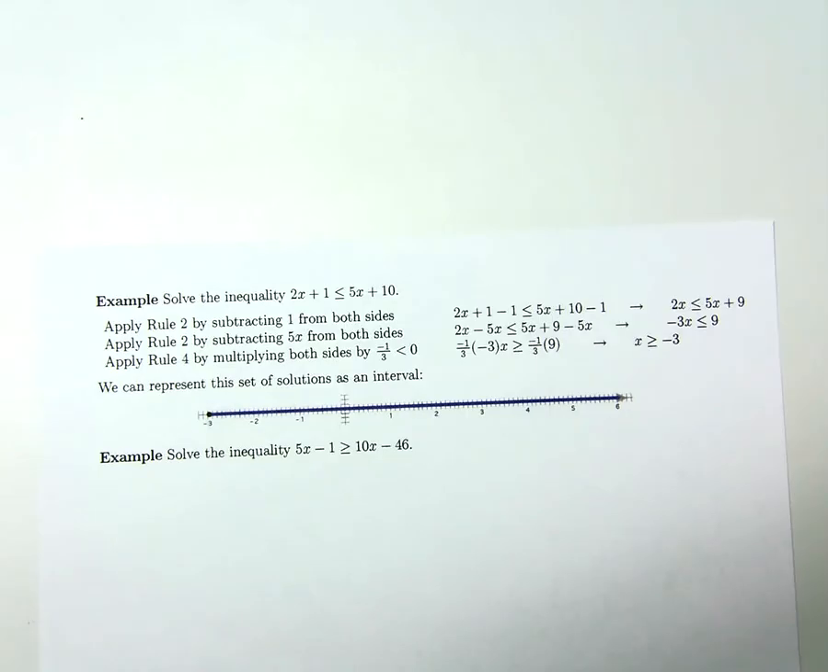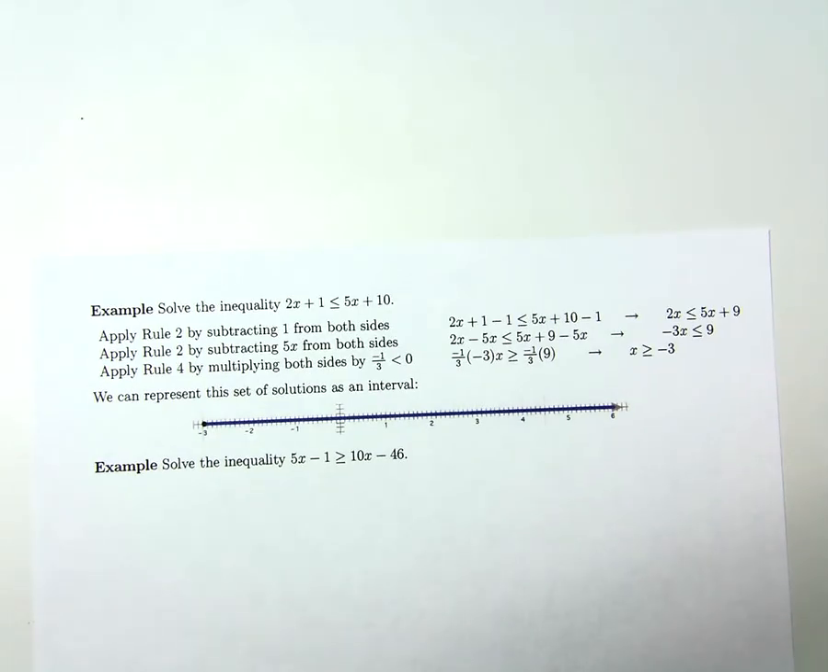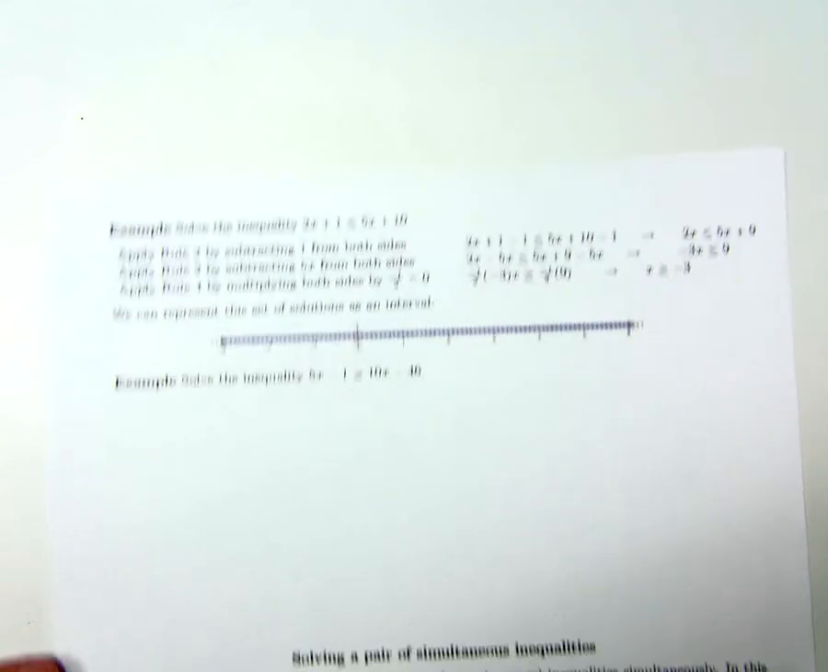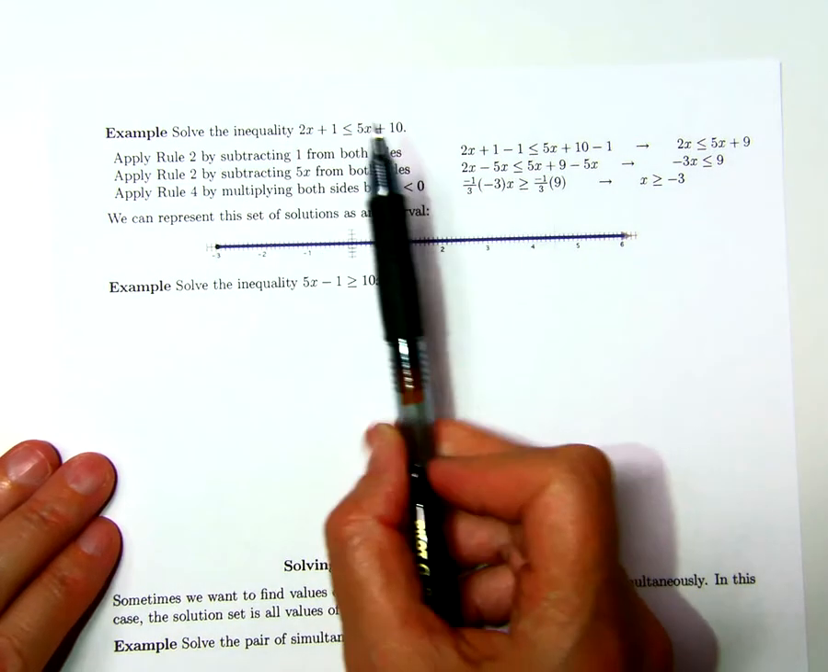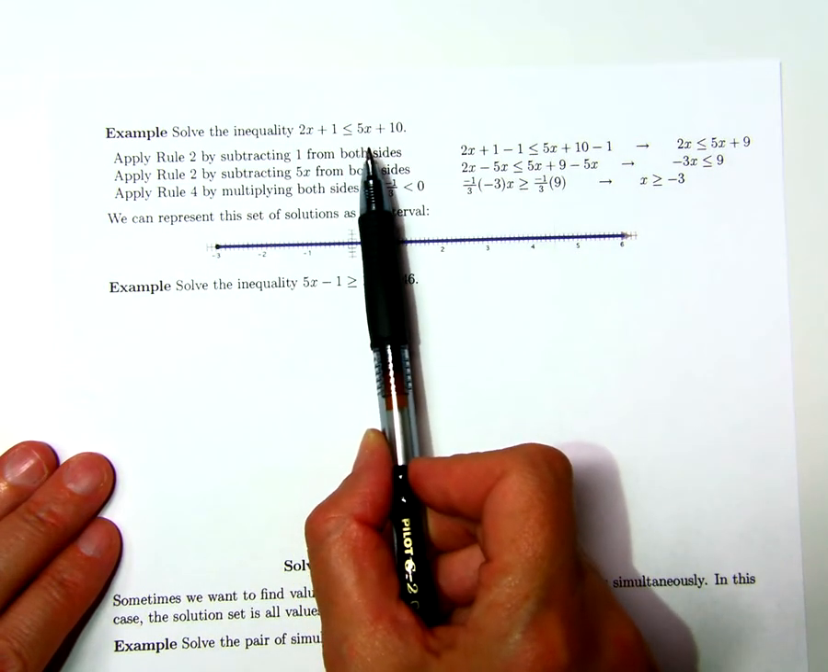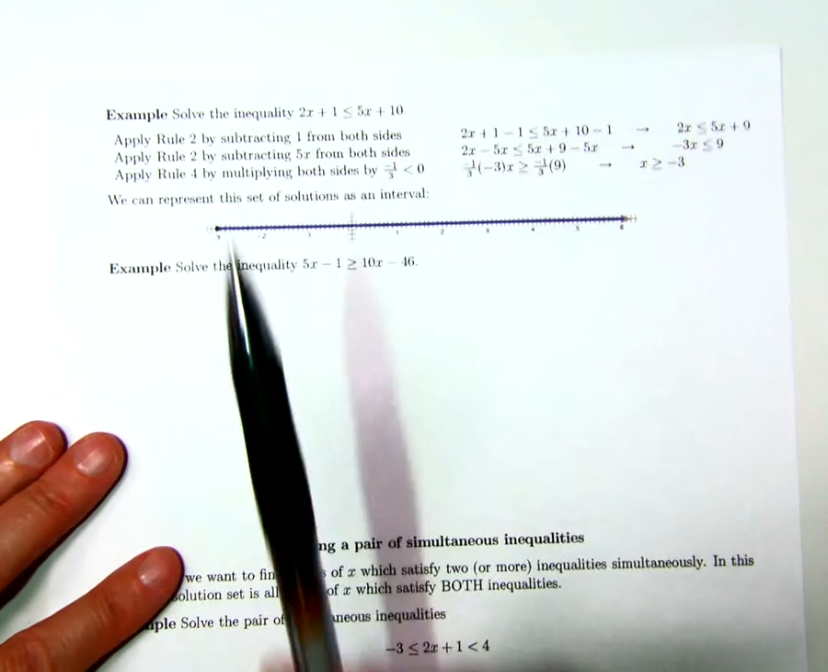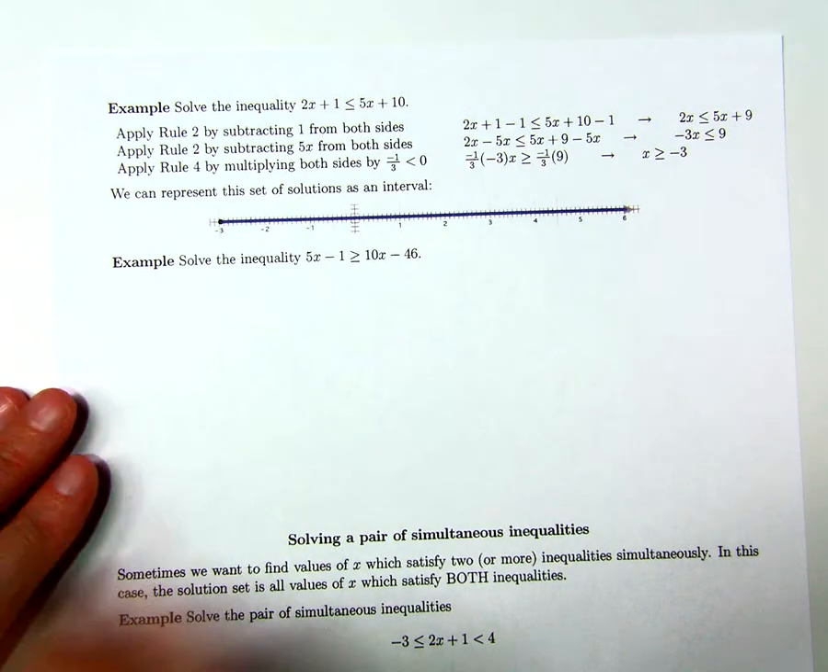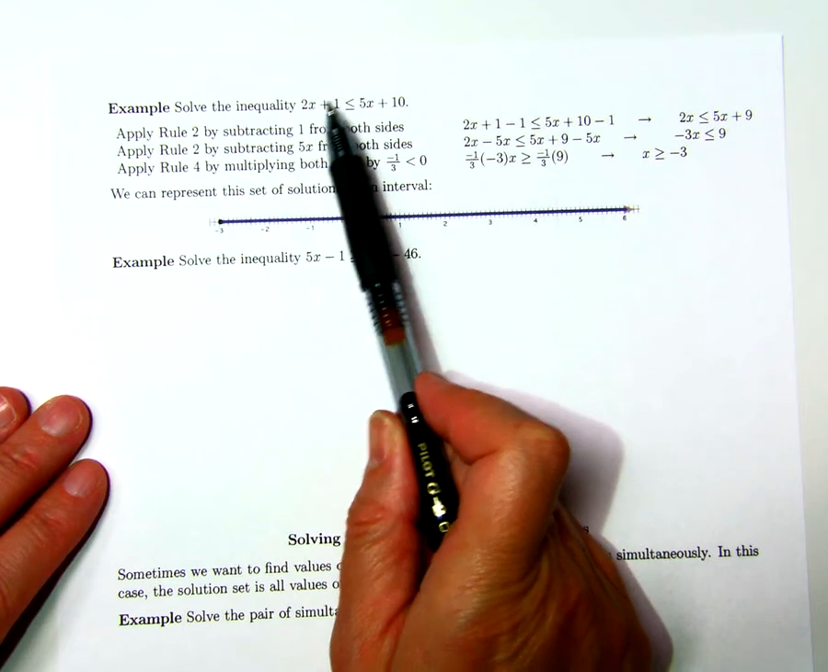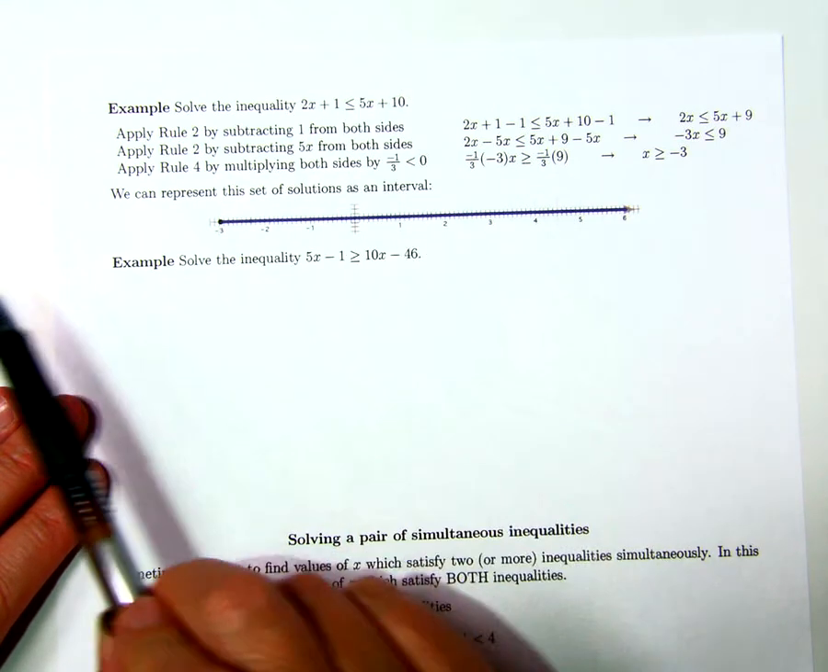Let's try another example, and of course we'll get a little faster with the algebra as we move along. Suppose we're asked to solve the inequality 2x plus 1 less than or equal to 5x plus 10. This is slightly more difficult because it has x values on both sides. It's similar to the previous problem in that the highest power of x is 1, so it's a linear inequality.